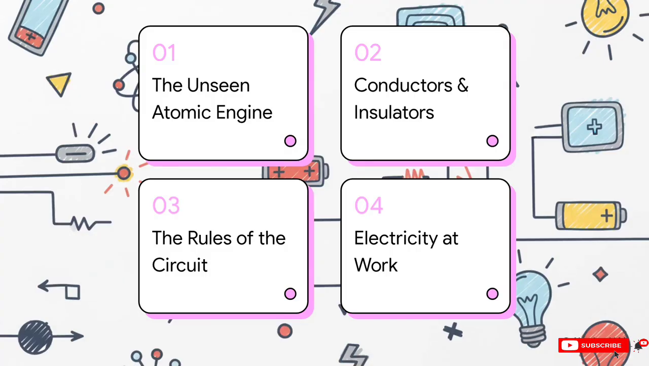We'll start with the absolute building blocks of everything, the atom. Then, we'll look at why some things let electricity flow while others just stop it in its tracks. After that, we'll get into the 3 basic rules of the road for electricity, and finally, we'll see how we actually put it all to work in our daily lives.